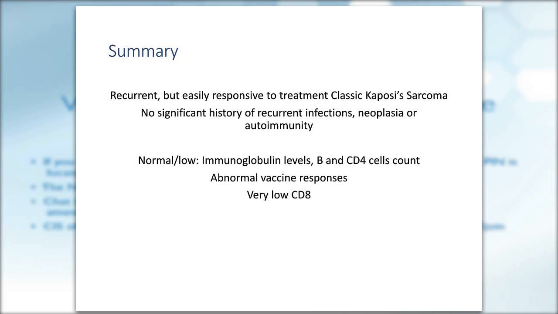In summary, this is the case of a 65-year-old male patient with recurrent but easily responsive to treatment classic Kaposi sarcoma for 15 years, with no significant history of recurrent infections, neoplasia, or autoimmunity, normal to low immunoglobulin levels, B and CD4 cell counts, with abnormal vaccine responses and very low CD8 cells. I think it's important to note that it seems to be a stable immunologic profile. He's not getting worse. The CD8 count, for instance, is not decreasing. So, what are the possible diagnoses?